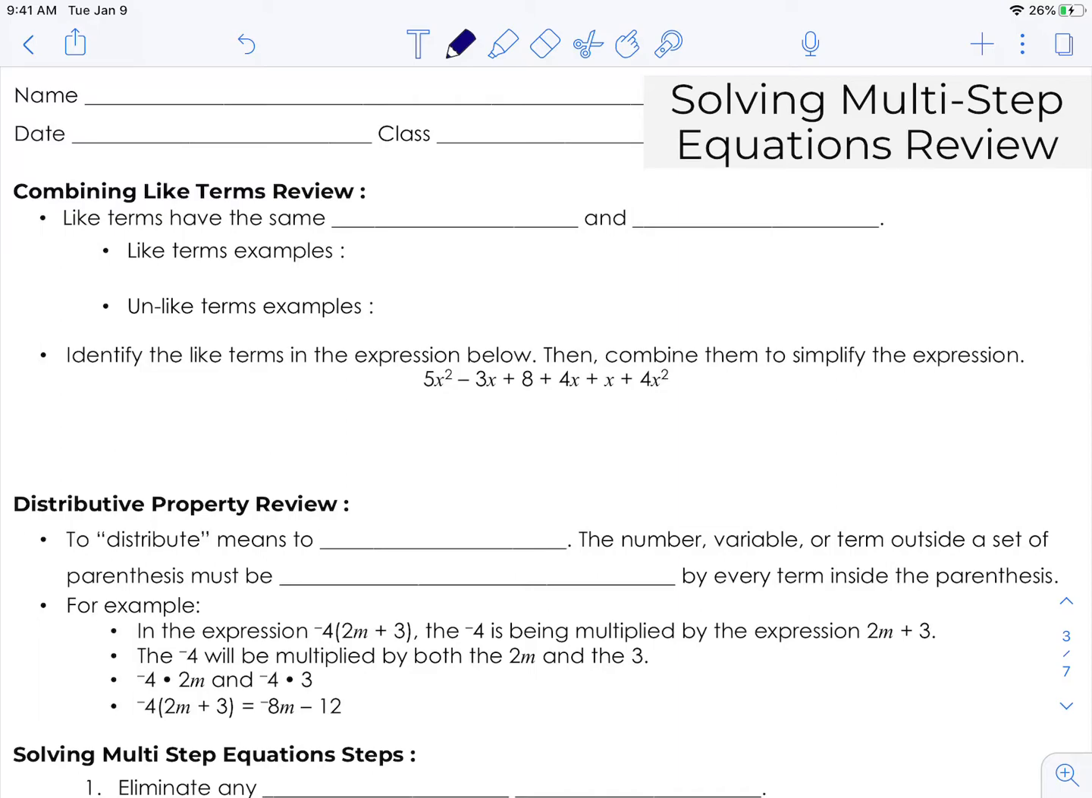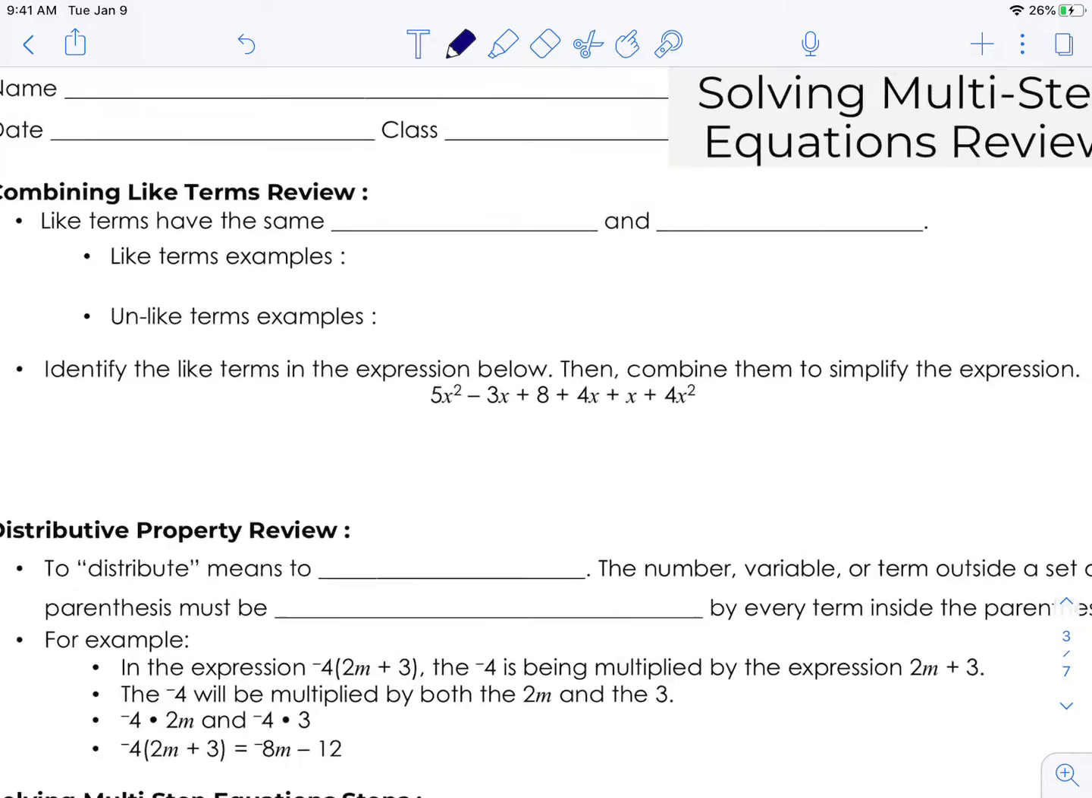Let's review solving multi-step equations. Okay, so combining like terms, we need to review this really quickly before we get into solving equations. And again, all of this should absolutely be review for you.